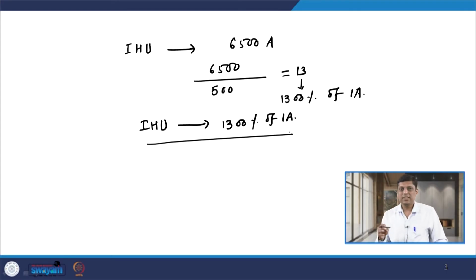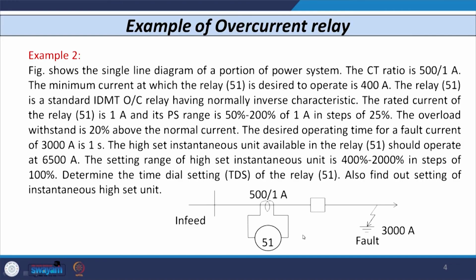So, this completes the second case of the given example. We have solved both the examples. In the first example we calculated the time of operation of the relay, and in the second example we calculated the time dial setting of the IDMT overcurrent relay. So, with this background, now let us move further.